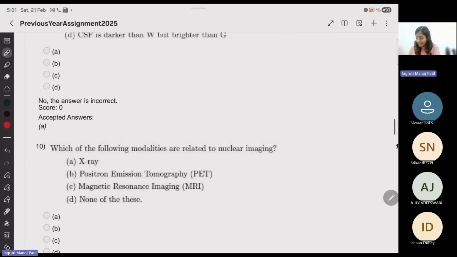Which of the following modalities are related to nuclear imaging? That's more of a giveaway question. PET, yes. With PET, you also have SPECT, so if you're free sometime, you might also have a look at SPECT.